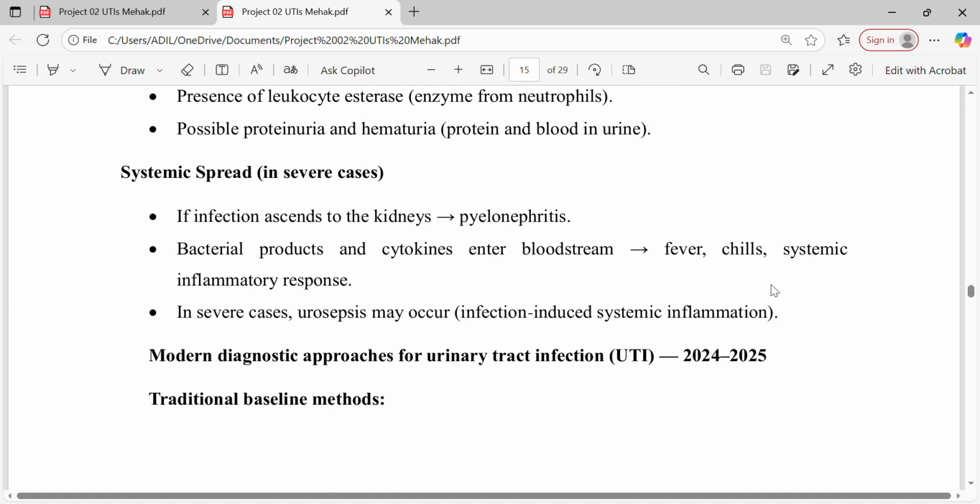Systemic spread in severe cases. If infection ascends to the kidneys, bacterial products and cytokines enter the bloodstream. Fever, chills, systemic inflammatory response. In severe cases, urosepsis may occur.